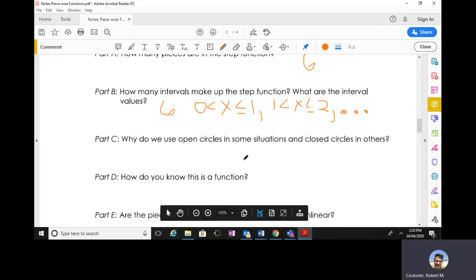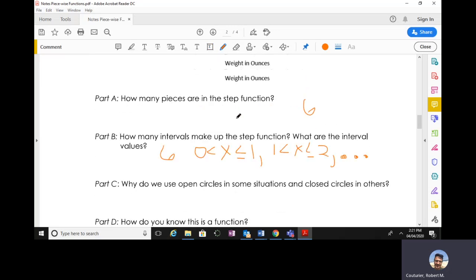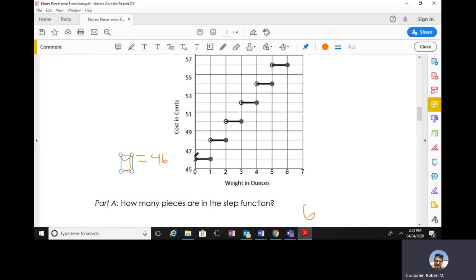Why do we use open circles in some situations and closed circles in the other? Well, we just talked about that above. Sometimes we have to use these if the number is included or if the number is excluded. Because of the way they have it set up, where this one is not included but that one is, if you draw a vertical line through any of this, it only touches this line once. So while they may not be continuous, it's still a function.